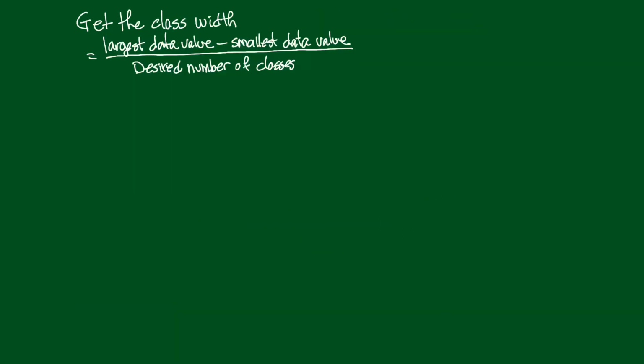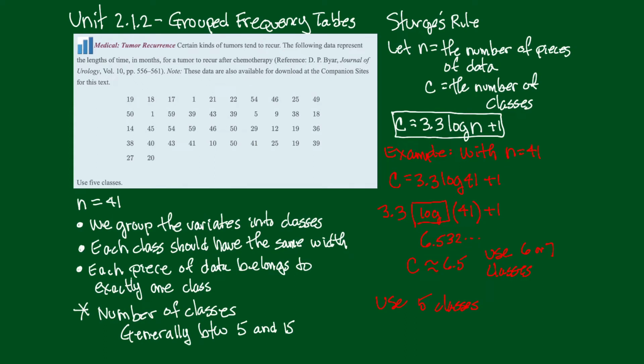Here's how we're going to get the class width. Pretty straightforward. We're going to take the largest data value, so we have to look through our data and find out the biggest number. And then we're going to subtract the smallest data value, so as we're looking, we'll look for the smallest value. We'll take that difference and then divide it by the desired number of classes. So let's see, you know what, we need to go back. I'm going to go back to the data and look for the biggest and smallest values.